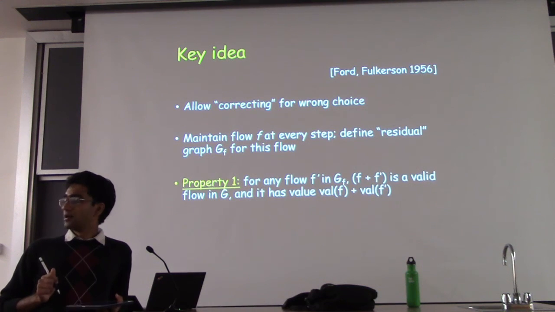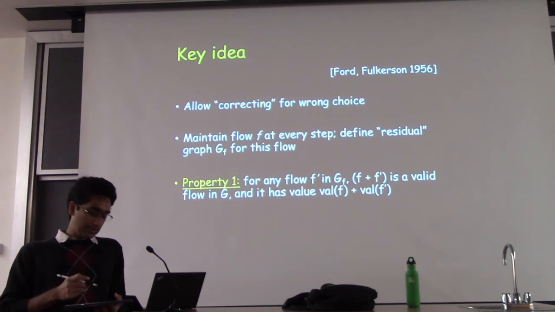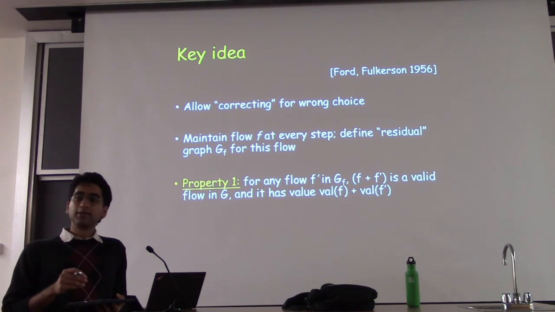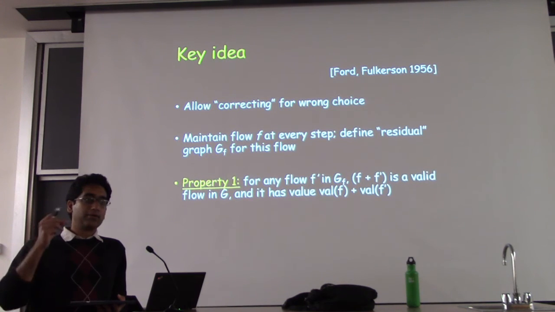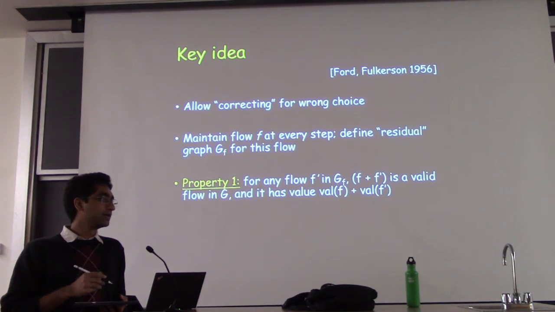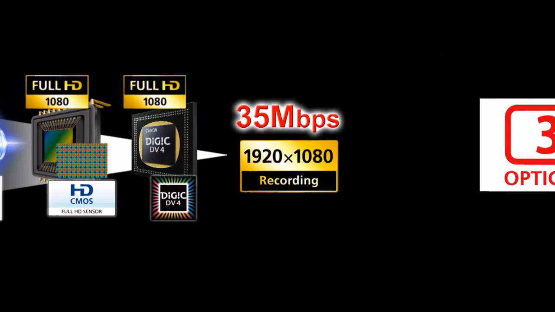Last time we didn't formally state it, we'll do that this time. So the idea behind this algorithm is you try to do greedy, but then you allow for correction. And we said that this is one of the few problems where you can actually do that. So that's the idea behind Ford-Fulkerson's algorithm.